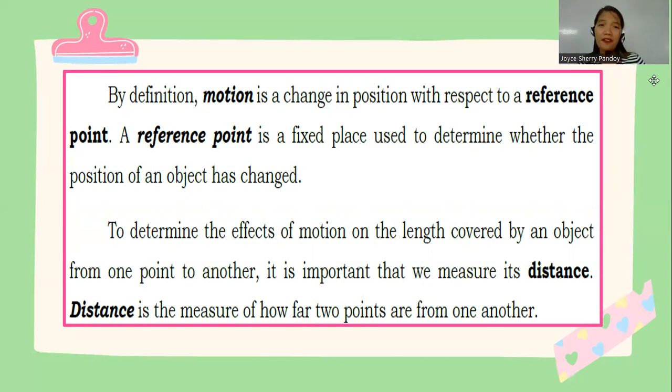Unsa po ning reference point, kids? A reference point is a fixed place used to determine whether the position of an object has changed. Kumbaga, siya atong timailhan kung na-move ba na nga object o wala. That is our reference point. Nasabtan ba ko? Okay, very good.